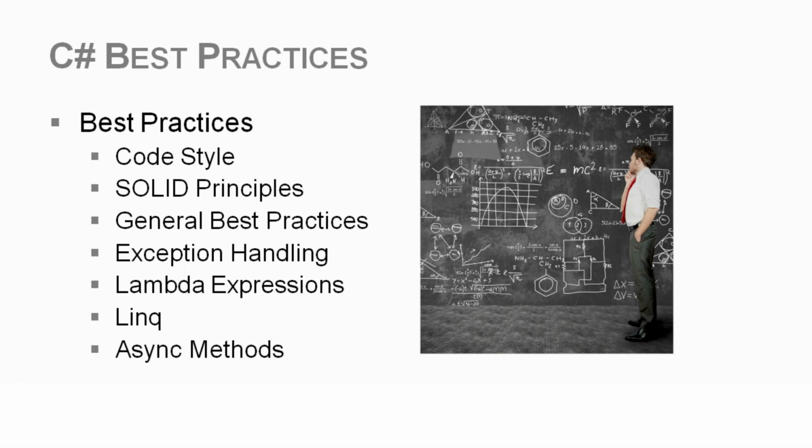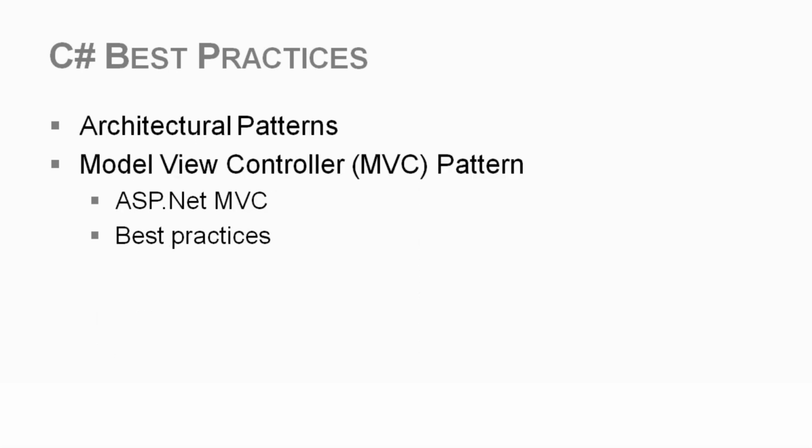And we'll also talk about async methods. Async methods are a nice, easy way of handling threads. So we'll talk a bit about that. And then we'll get into some architectural patterns, and we'll talk about 2-tier and 3-tier and some of the other basic patterns. And we'll spend a little bit more time on the model view controller pattern, and in particular, how it applies in ASP.NET. ASP.NET MVC is really the preferred pattern at this point for web forms. So we'll be talking about that, and we'll talk about best practices in using that pattern.